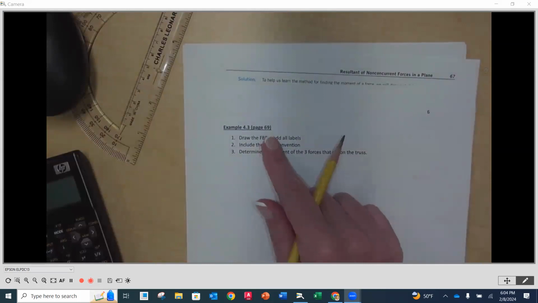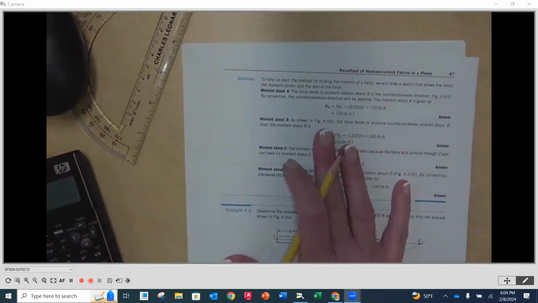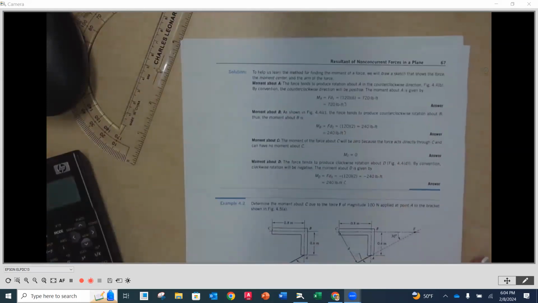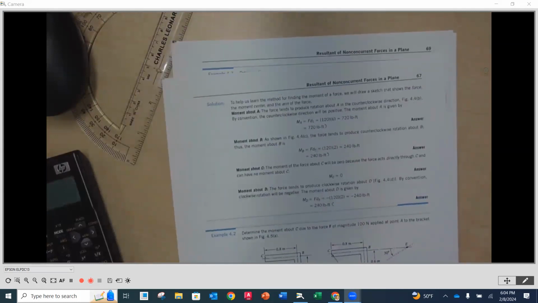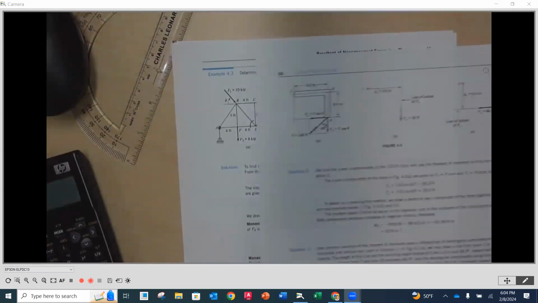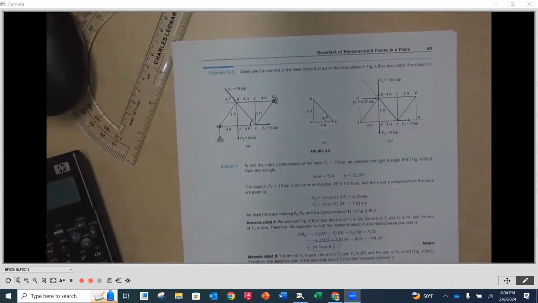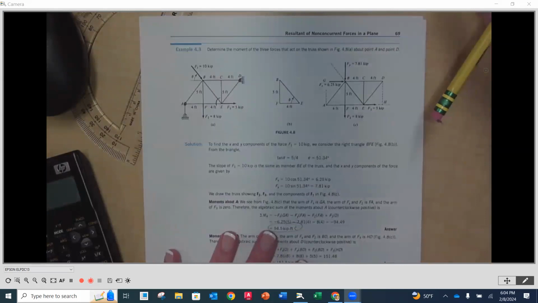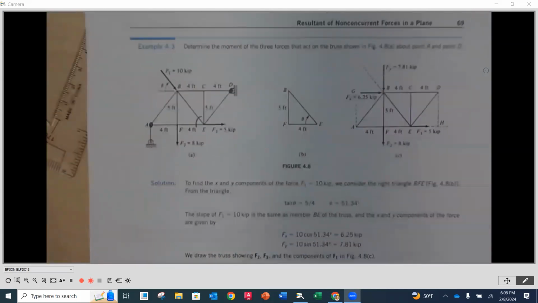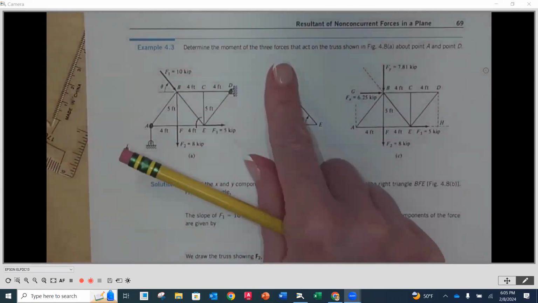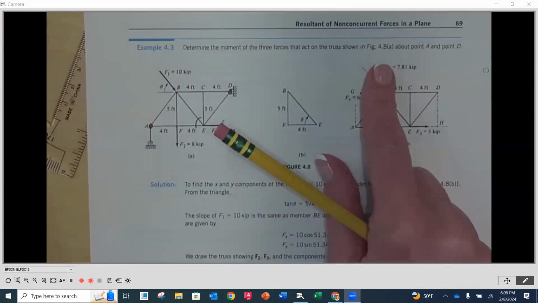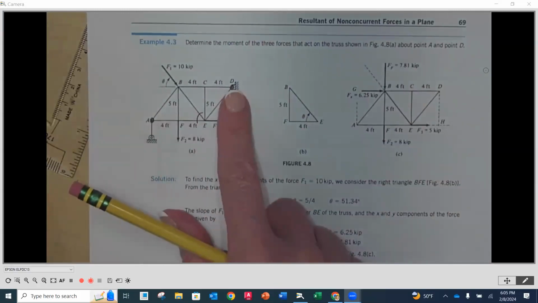Let's do another example. We're going to go to example 4.2. This is on page 69 in our PDF, not in our book, in our PDF. 4.2 is at the top here of page 69. And here we have a truss. And it says we want to determine the moment of the three forces that act on the truss as shown about points A and C.